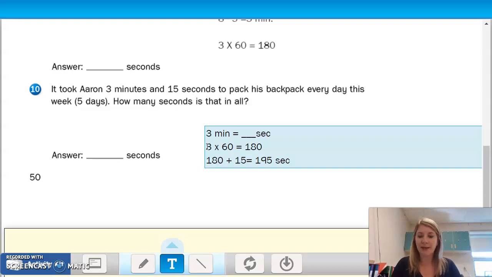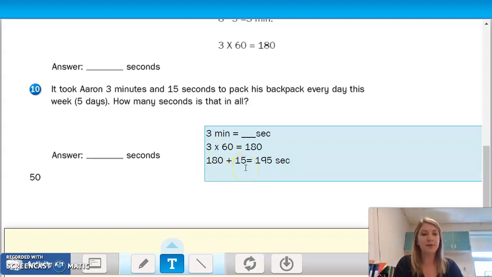So how are we going to get that to 5 days? Well, if 195 is 1 day, why don't we times it by 5 to get 5 days worth? So I'm going to let you pick up your calculator. You may put 195 times 5 into your calculator. Enter. 975 seconds it takes him to pack his backpack over a 1-week school week period.